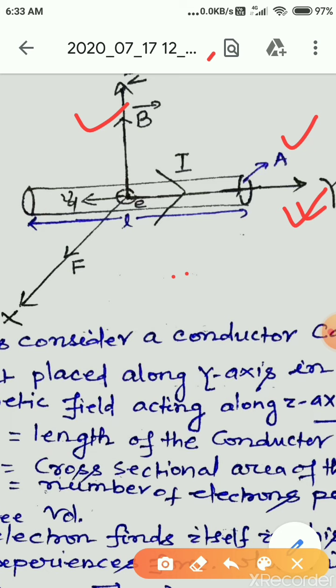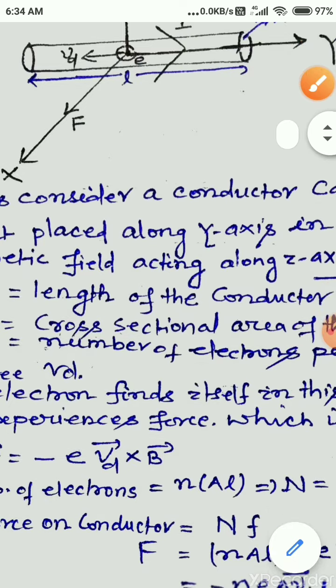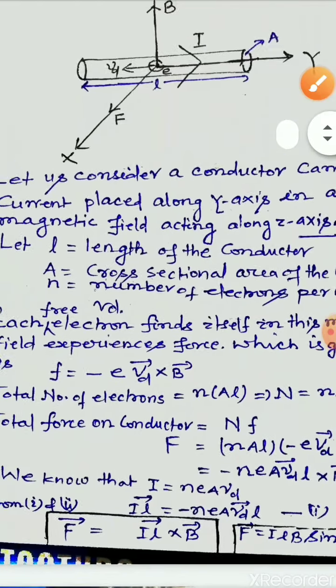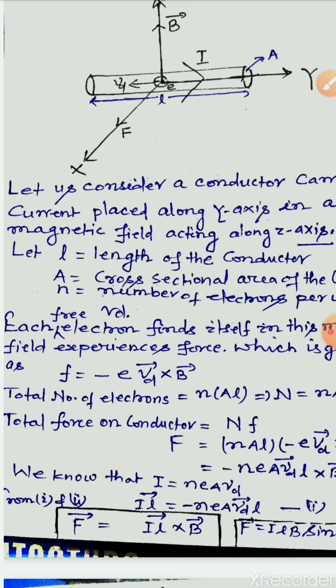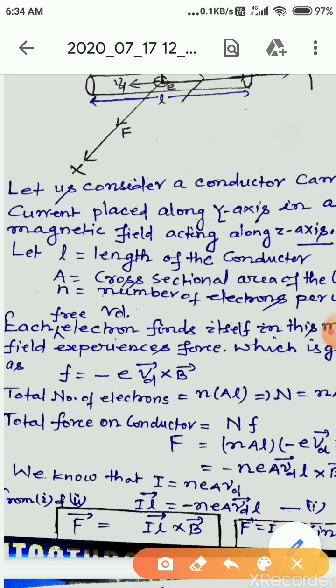So we will write the expression for force. We will write the force experienced by a free electron. It is given by F is equal to minus e Vd cross B. This is the force experienced by a single electron.